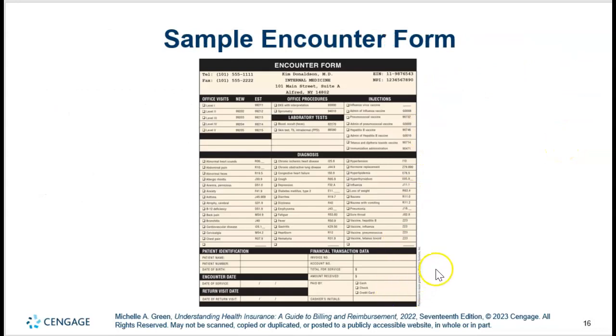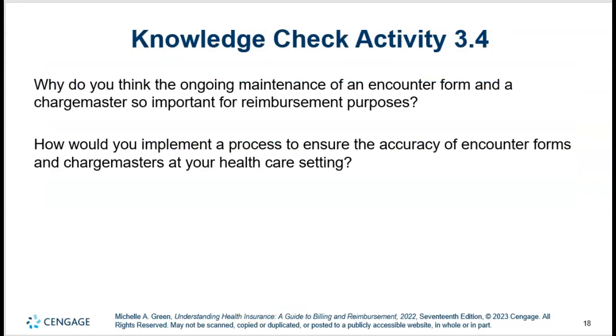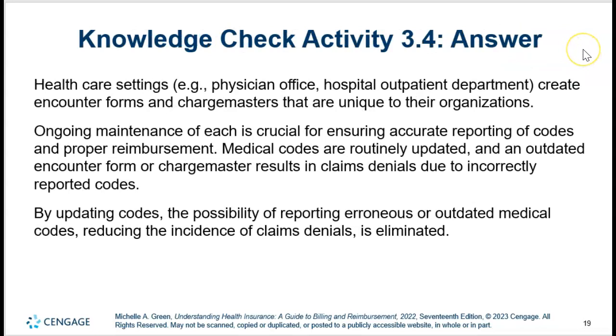This is what an encounter form looks like. It's going to have the different office procedures, and they'll have diagnosis on them. Charge master, just like I said, here's the service code, we have the CPT code, and then the charge. All of these are already in this system. Okay, so just check activity 3.4, check your answer.